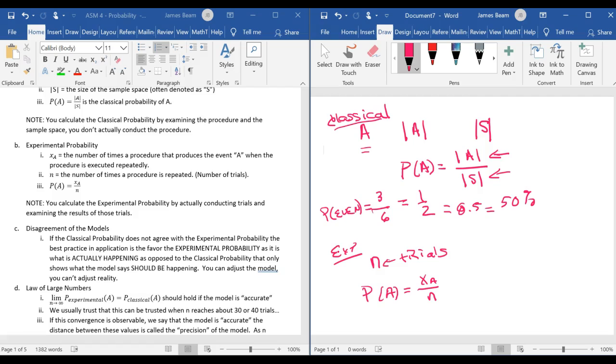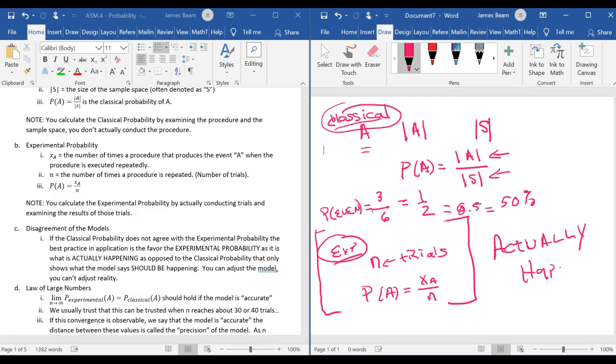If there is a disagreement between the experimental probability and the classical probability, the one that you trust is the experimental one, because this is what is actually happening. This is only a model. Now that's a tricky one, because a lot of times we want to say trust the math, and well, if the math doesn't line up with reality, you shouldn't trust the math.